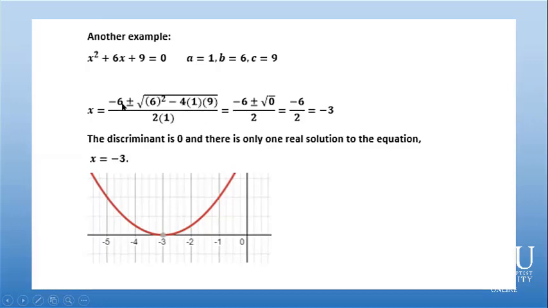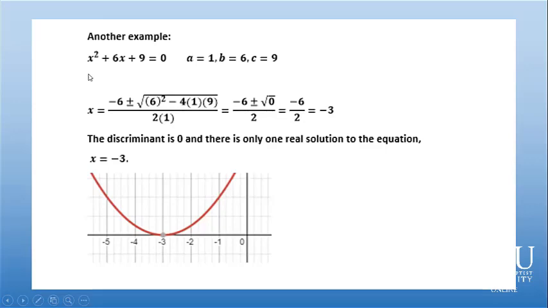So simplifying, we get minus 6 plus or minus this expression under the square root. If you do the arithmetic, you'll find that it equals 0, and the denominator 2 times 1 is just 2. The square root of 0 is 0. So we end up with a single number, -6 over 2, which equals -3. Since the discriminant, the number under the square root sign, is 0, that tells us there's only one real solution to the equation. That solution is -3.